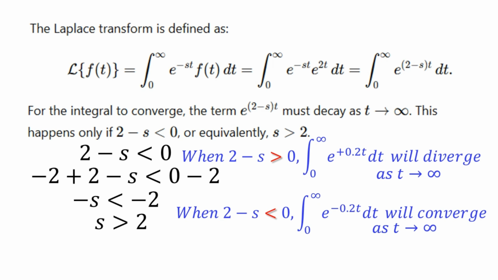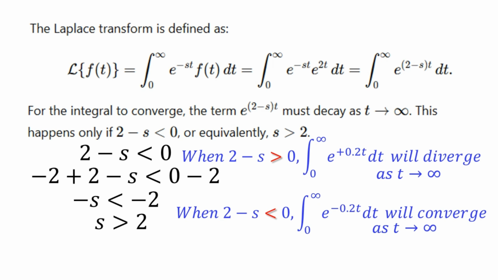Because if x is greater than 2, for instance, it's 2.2. So let's go back to the last integral now. That will be 2 minus 2.2, which will give us minus 0.2, which means that what we are trying to evaluate is the integral from 0 to infinity of exponential minus 0.2 times t, and because of that negative value, it will decay.